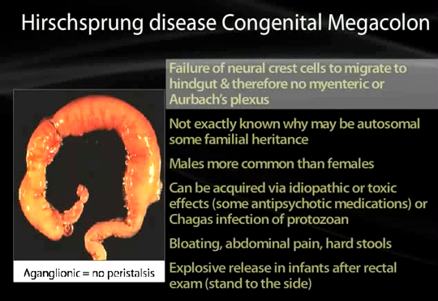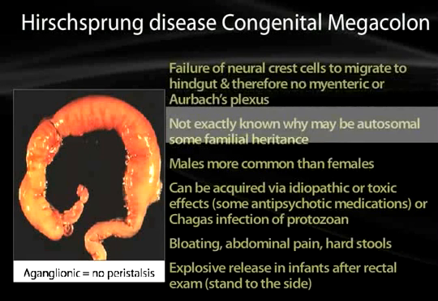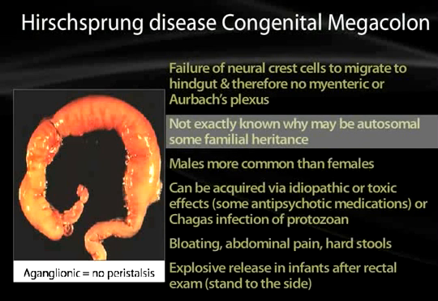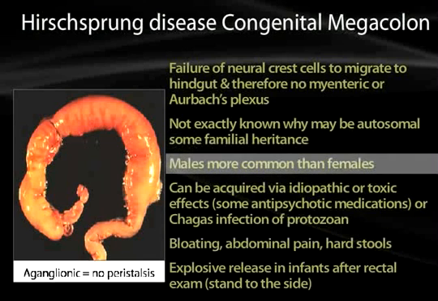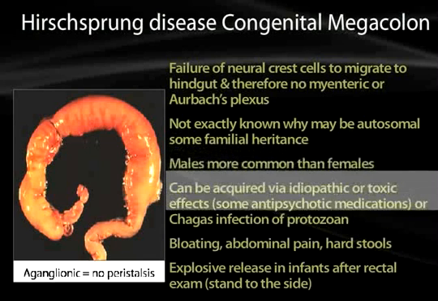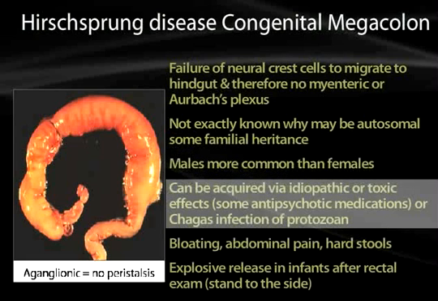Oftentimes it's not known why this happens. It's thought that it may be autosomal, because there is some familial inheritance, but this is not clear at this point. Males get it more commonly than females, and it can be acquired via idiopathic or toxic effects. Some of the antipsychotic medications, or even Chagas disease, one of the protozoan infections, can result in adult onsets.